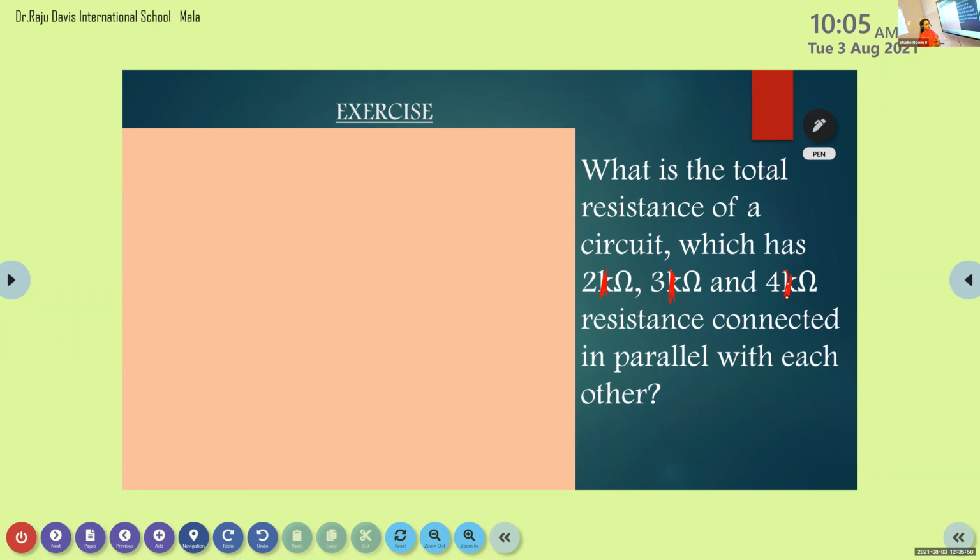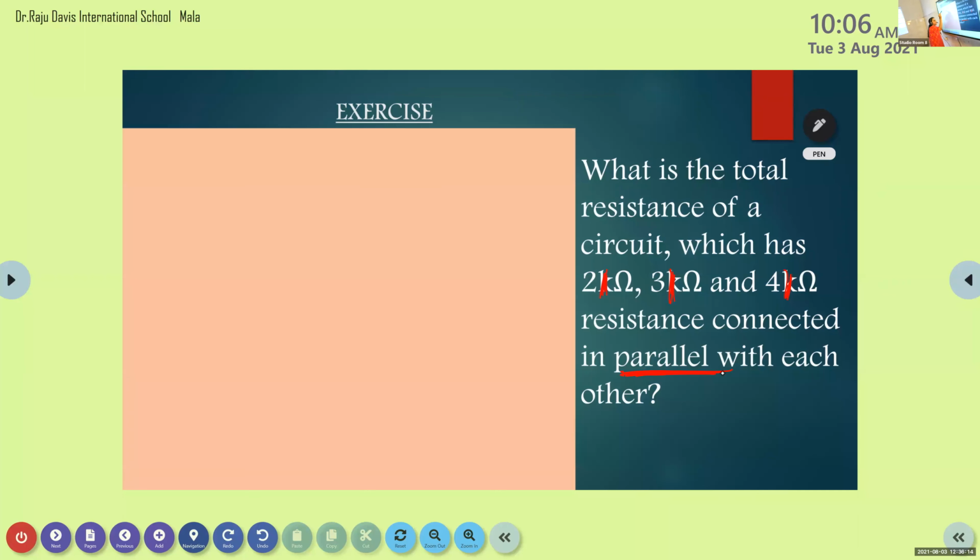How is it 9 ohm? Here it is connected in parallel. This is very, very important. If it is series, okay, I agree with your answer. Series combination Rs is equal to R1 plus R2 plus R3, that is 2 plus 3 plus 4, which is equal to 9 ohm. Okay, I agree. But here each of these resistors is connected in parallel.